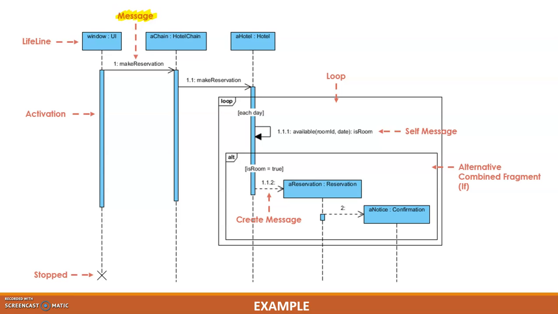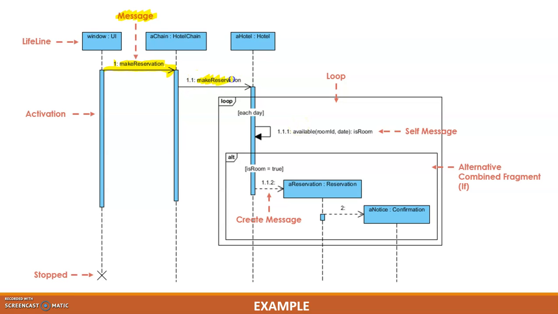To write the message, we use a single solid arrowed line, and we write the name of the message, that is, what you are going to do or what you are trying to tell another object. Here we are saying make reservation, right? So this is my message, and if it's the first process, just mention 1 and a colon. If it's a continuation, then you can write 1.1, then 1.1.1, like that. So this is my first process.